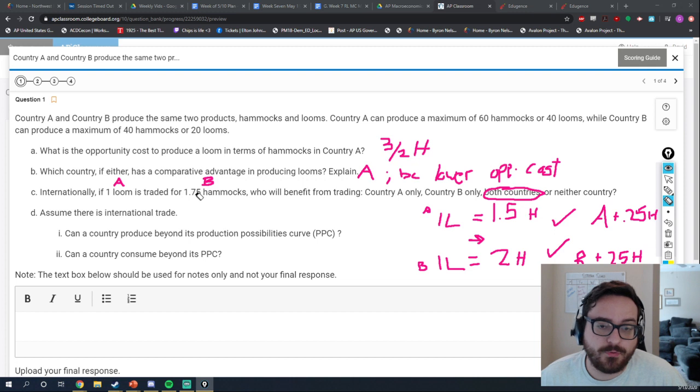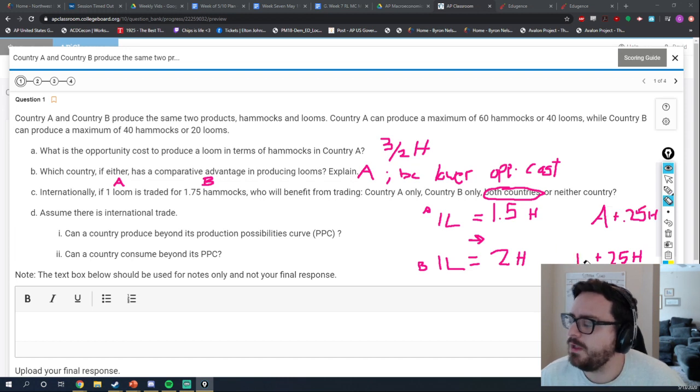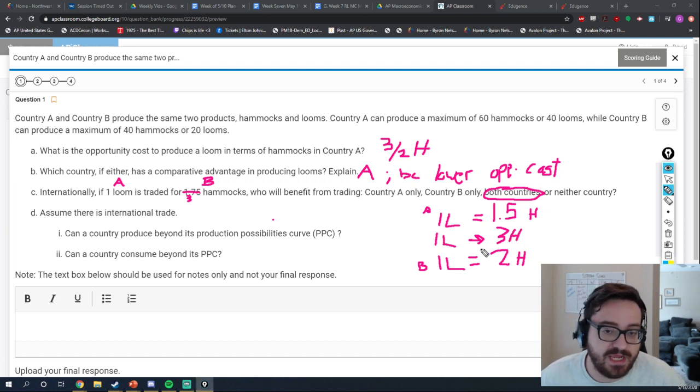Now let's say they didn't give you 1.75. Let's say they gave you a different number, because it's good to get the practice of who's benefiting where in which situations. So what I'm about to do here is not on this question. This is a separate thing. This is just in case you don't get the perfect right in between the 2 numbers. How do I figure out who is it good for? So let's say this didn't say 1.75. Let's say this said 3 hammocks. So 1 loom for 3 hammocks. Who is this trade good for, country A or country B?